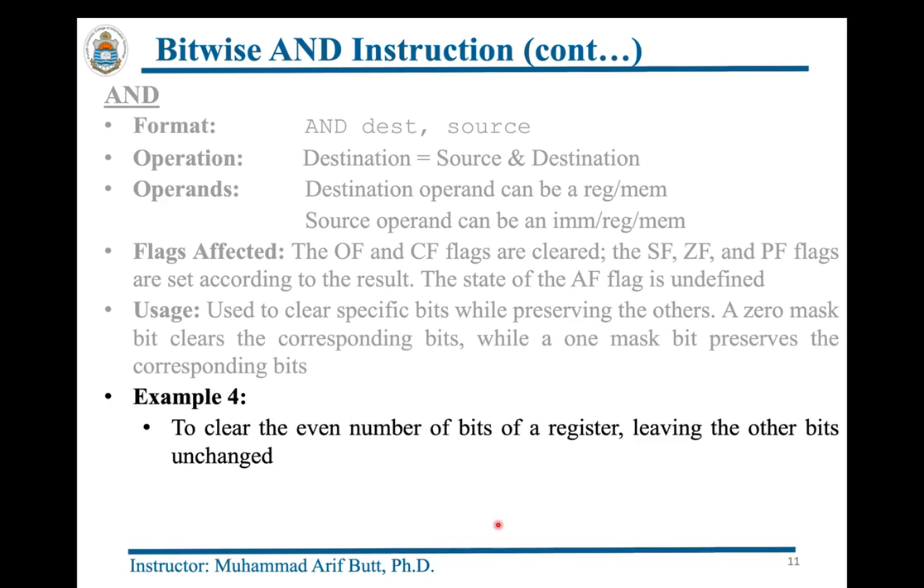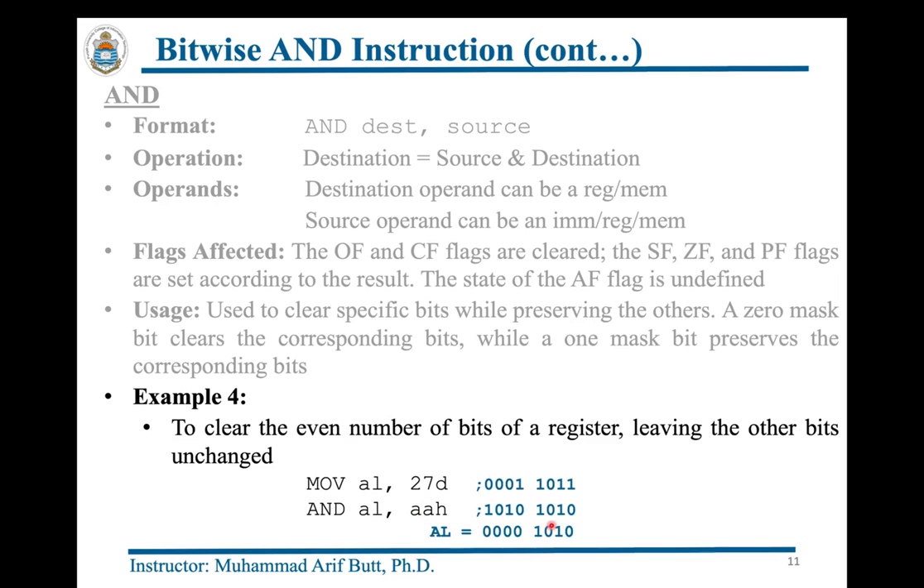Great. Okay, so this is another example, and in this example the programmer wants to clear the even number bits of a register, leaving the other bits unchanged. So once again, can you think of a mask that can perform this job? Well, yes, you're right. The mask can be AA. This is the code snippet.